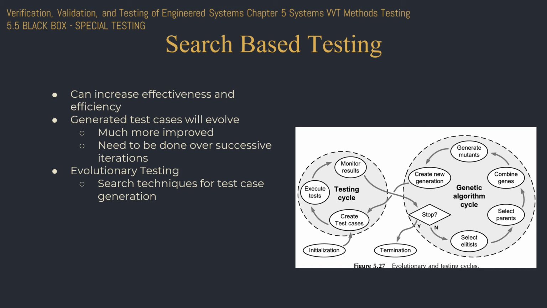Evolutionary testing uses search techniques for test case generation. Essentially, it's just finding test cases that can be used on the system and to better understand it. So there's a genetic algorithm lifecycle chart that I've put here, and it shows how it starts from the basic genetic algorithm lifecycle, then goes into the testing cycle, and there's two options, either termination or initialization. Essentially, after monitoring the test results, it would go into either termination or initialization, depending on how it behaved.